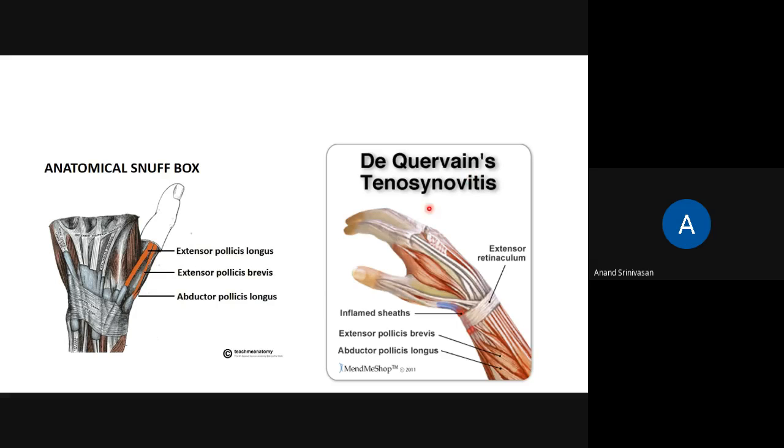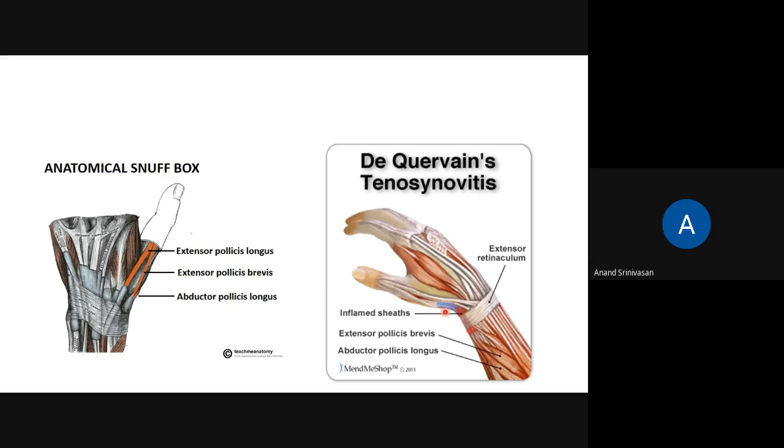De Quervain's tenosynovitis. If you see the extensor tendons, the extensors have a larger number of tendons. And here, between the extensor pollicis brevis and abductor pollicis longus, they both are enclosed in the same sheath.